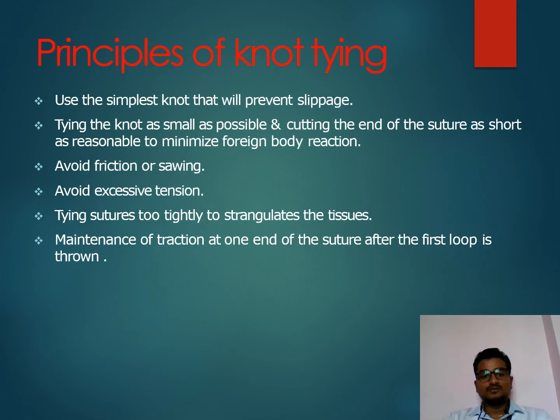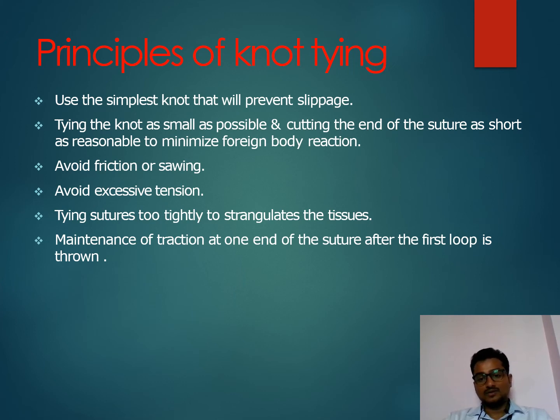Principles of knot tying. Use the simplest knot that prevents slippage. Tie the knot as small as possible, with the cut ends of the suture as short as reasonable, to minimize the foreign body reaction. Avoid friction or sawing. Avoid excessive tension. Don't tie the suture too tightly, to avoid strangulating the tissue.